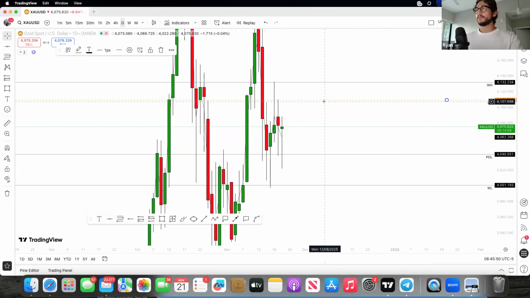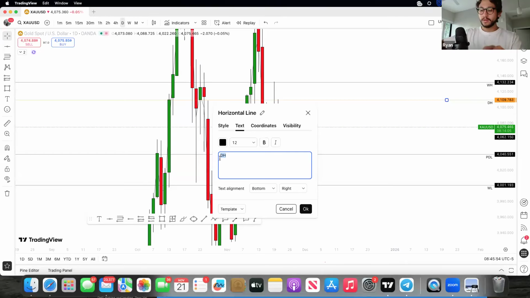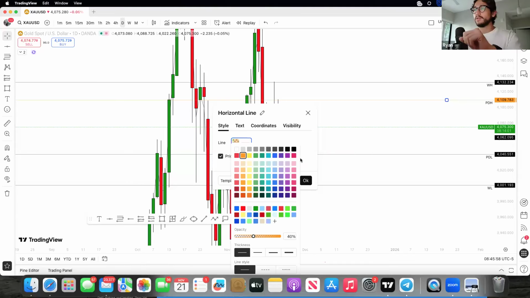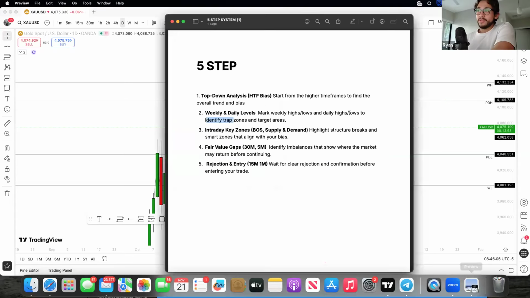Daily highs. We're going to put this previous daily highs, just like this. So as you can see, if you come back to step number 2, which is to identify the daily lows, daily highs, and then identify the trap zones, right?